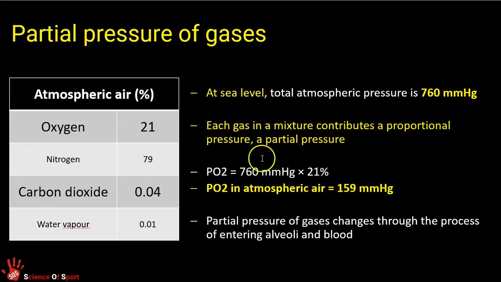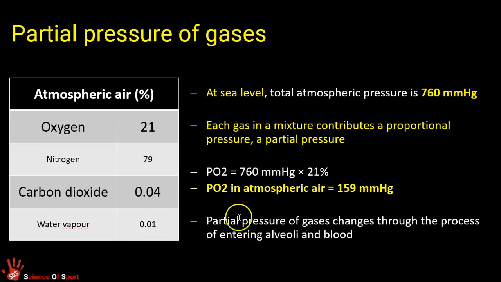We find 21% of the whole to calculate the partial pressure of oxygen, so we say partial pressure PO2, the partial pressure of oxygen in the atmosphere, is 159 millimeters of mercury. We would do the same calculation if we wanted to find out the partial pressure of nitrogen in the atmosphere. We would say nitrogen is 79% of the whole, and we would do that calculation. Similarly, if we wanted to know the partial pressure of CO2 in the atmosphere, we would take 0.04% of the whole, and we would do that calculation.